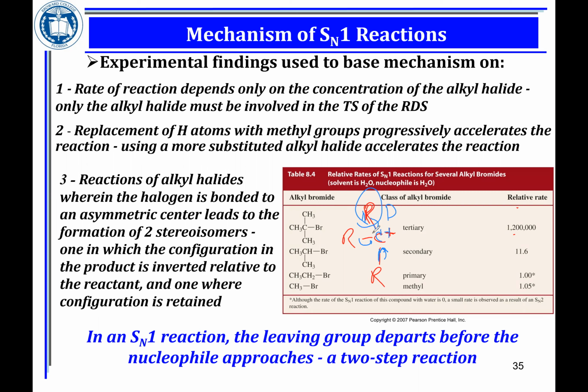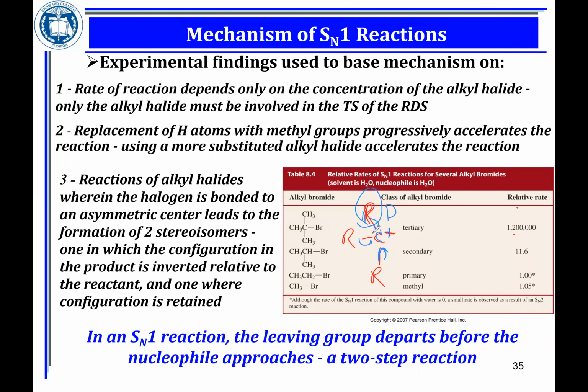Professor, so with a stronger carbocation intermediate... Yes. If you took the tertiary and you had another one next to it with iodine instead of bromine, that would be faster than the bromine, right?